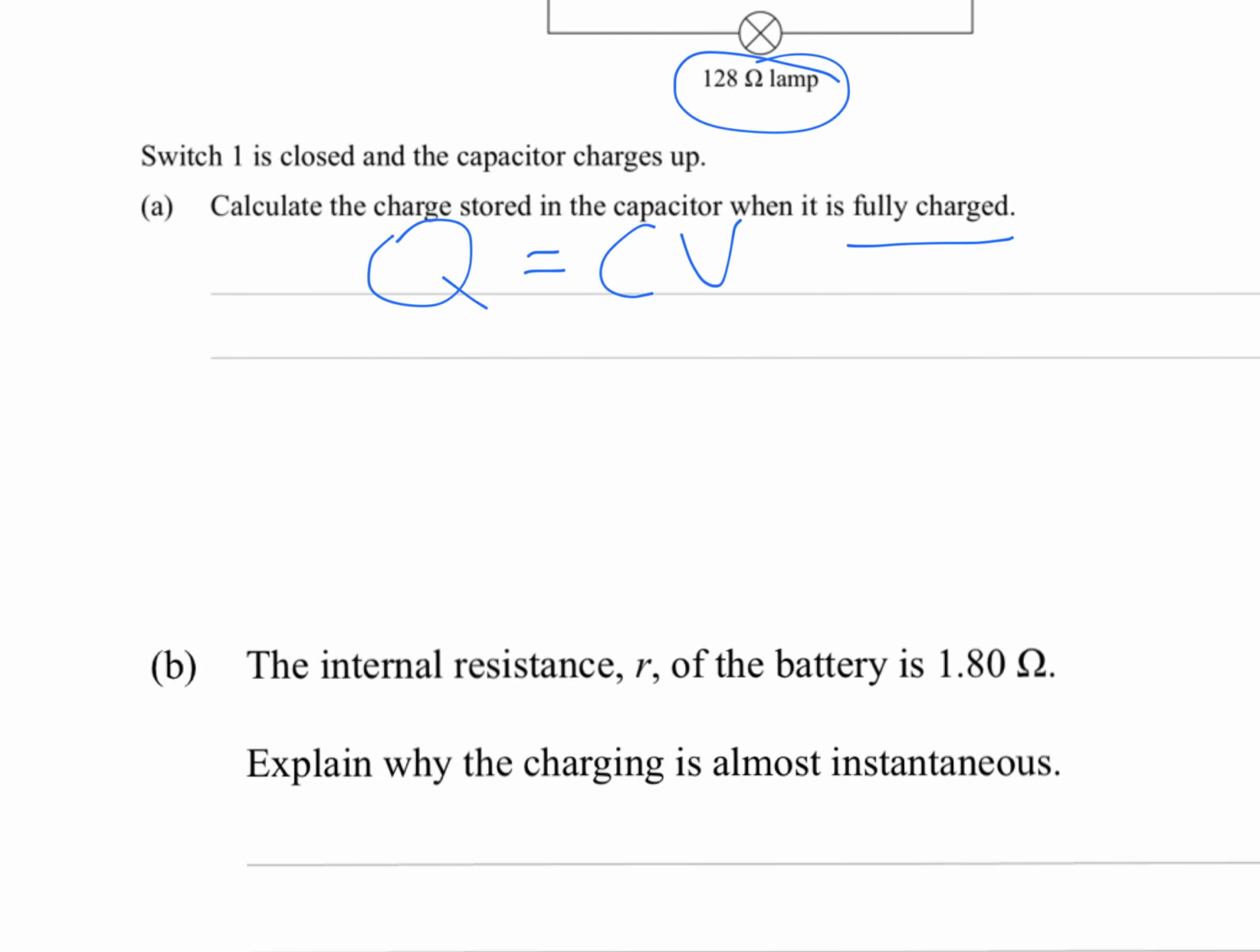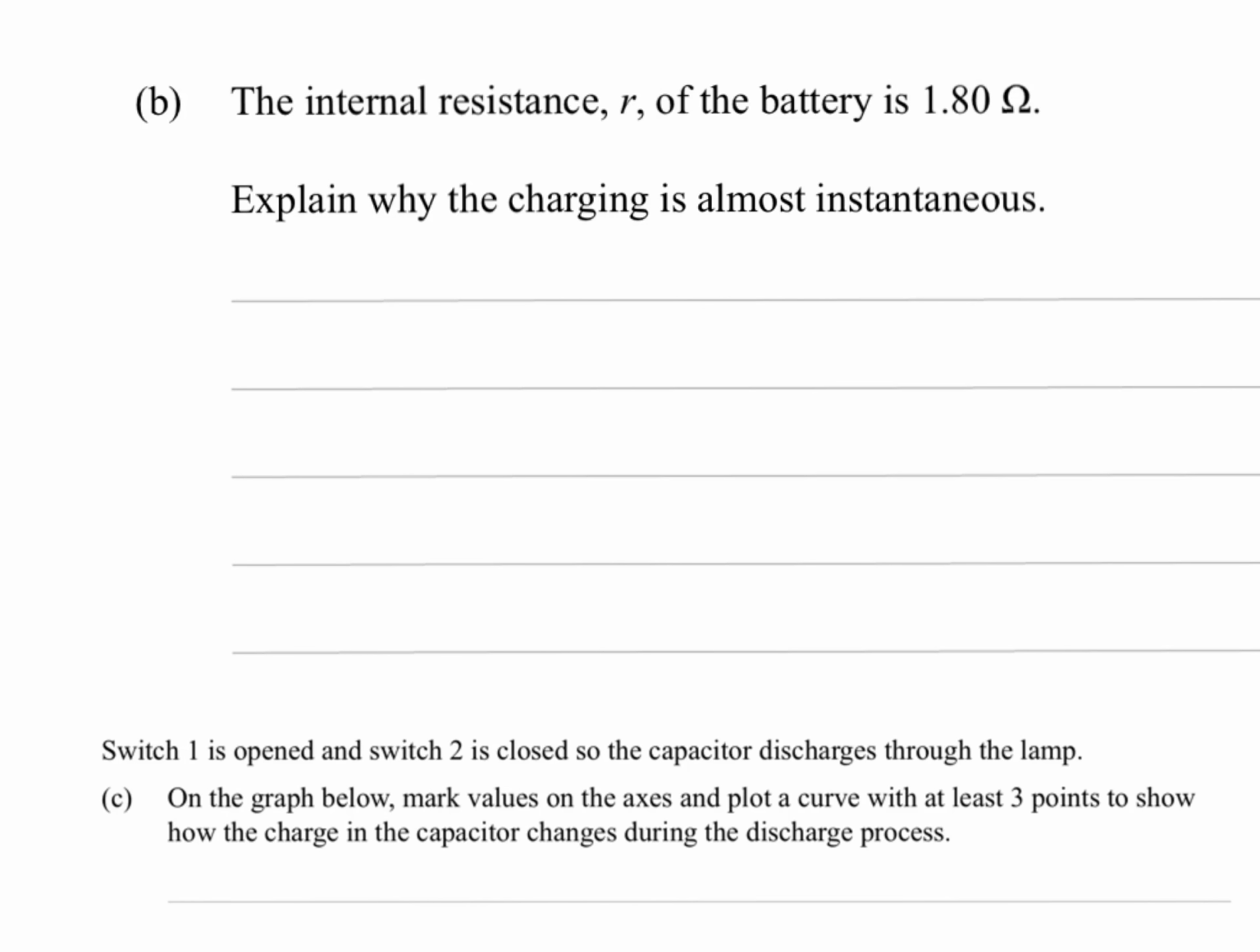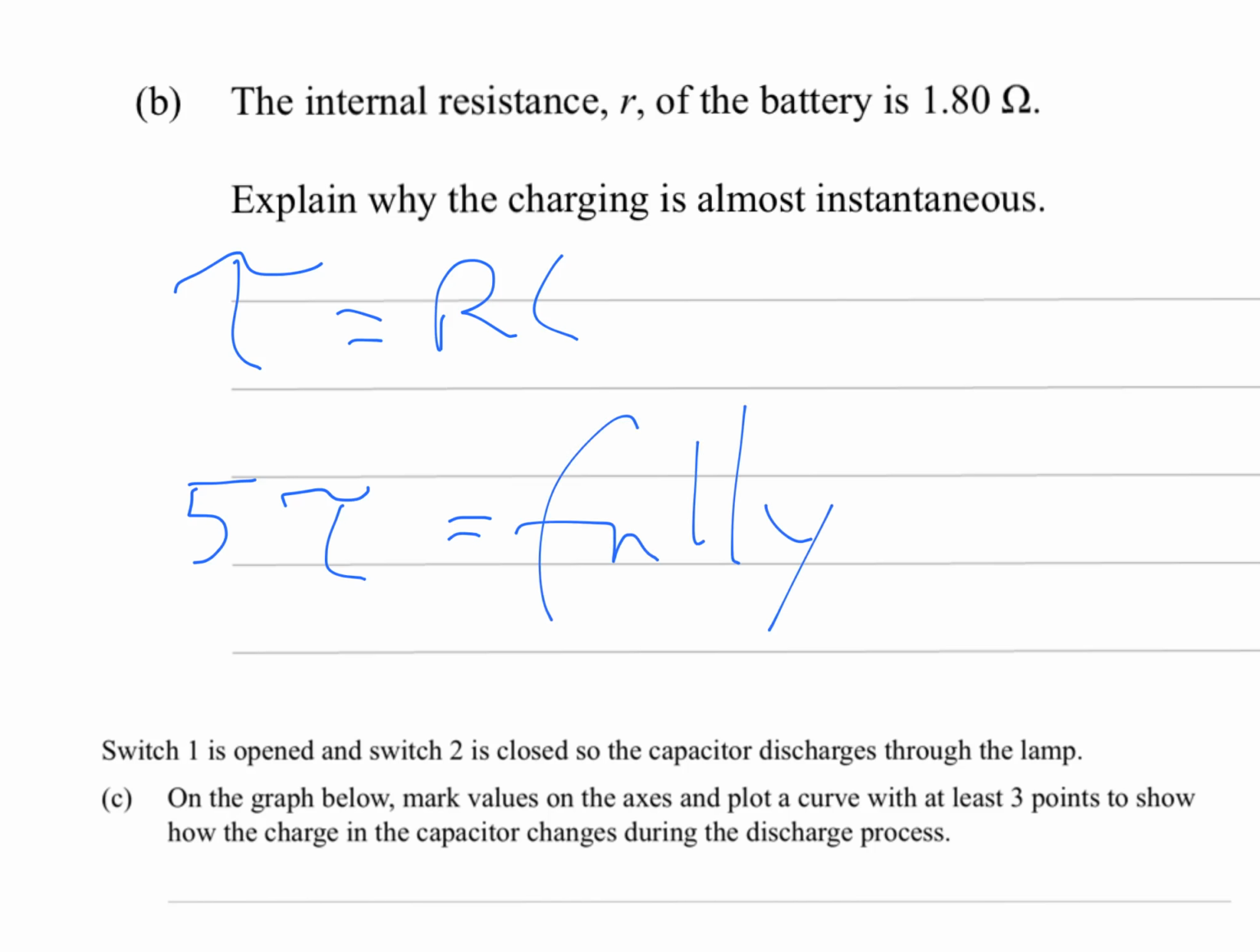Carrying on, B, the internal resistance of the battery is 1.80 ohms. Explain why the charging is almost instantaneous. If you do your time constant calculation, T equals RC, you'll see that's a very low time constant. And remember, it's roughly 3 to 5, you can say 5 to be on the safe side, time constants before we would consider a capacitor fully charged. And so the time it takes to become fully charged, 5 time constants, is very low.